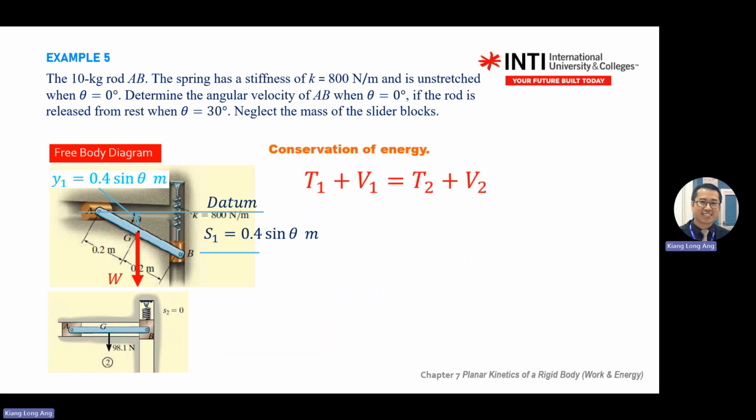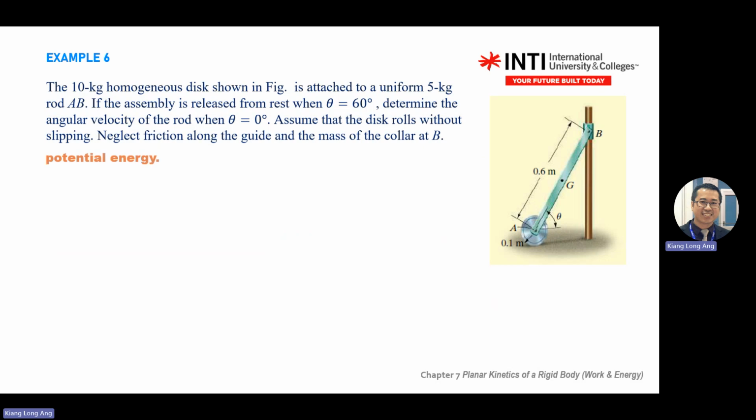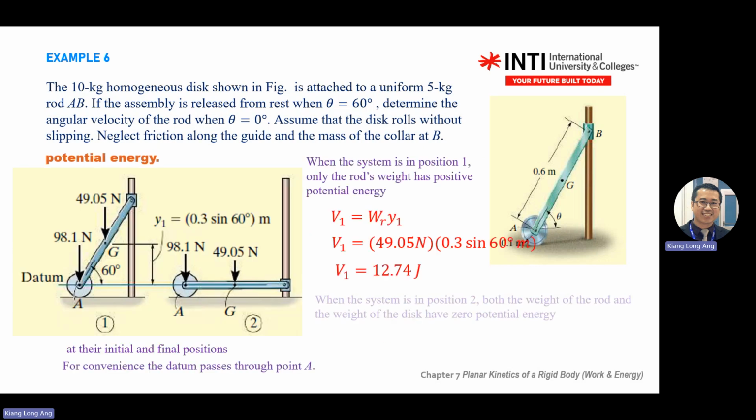You put inside conservation of energy equation. Put inside there, again, you are seeing a square equation. Square root of positive, negative. Okay. So this one, it will rotate clockwise. So the right-hand rule tells you it will be positive direction. So positive 4.825. Okay, example 6, your homework. Go ahead and read.